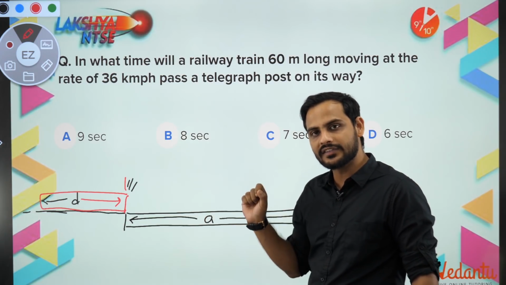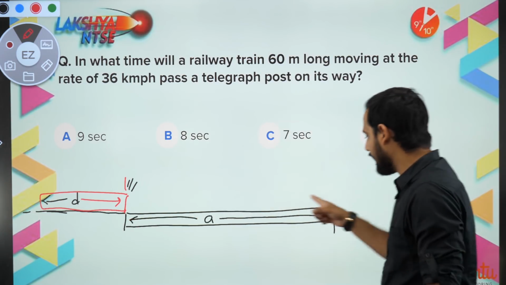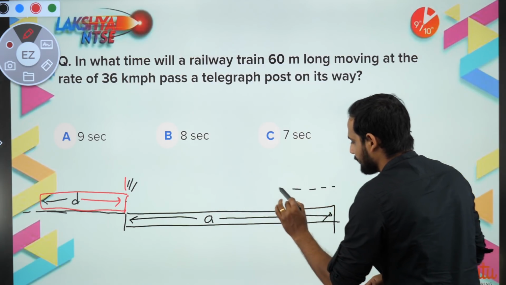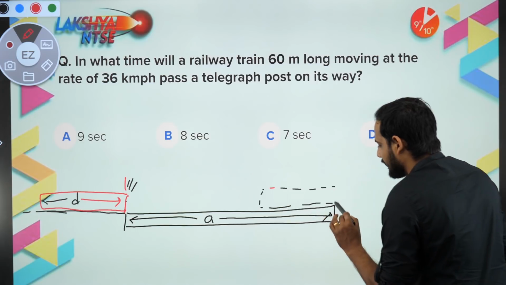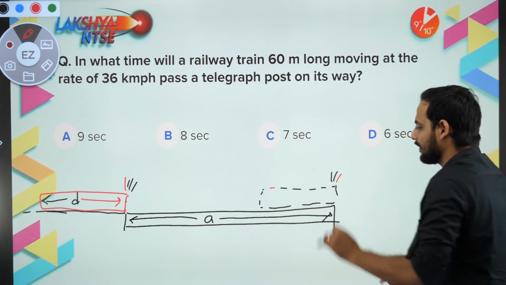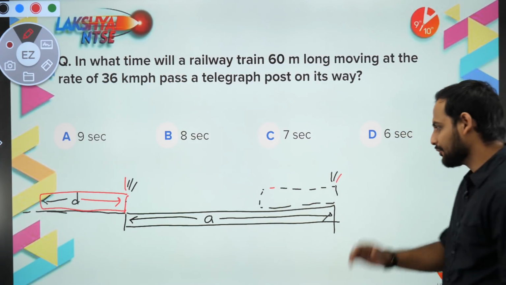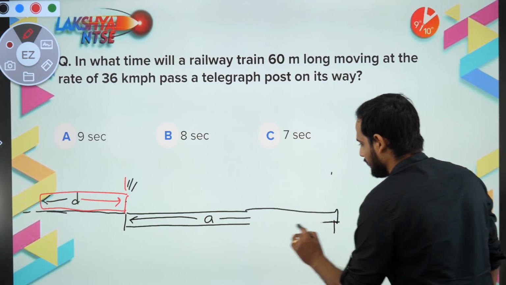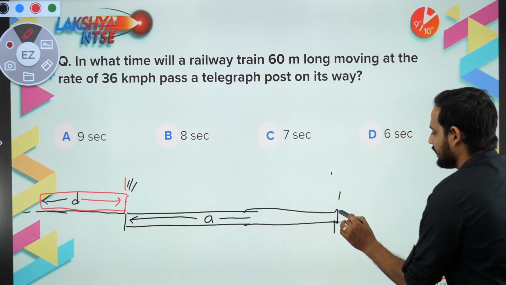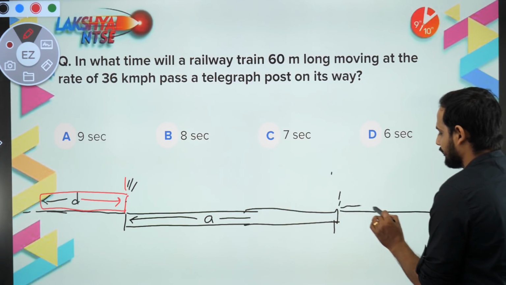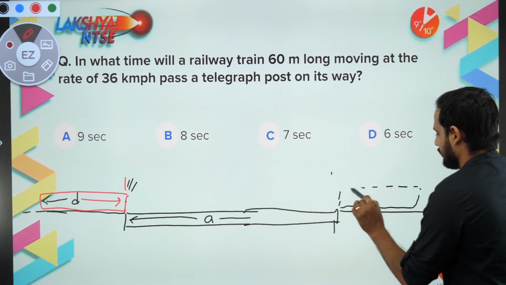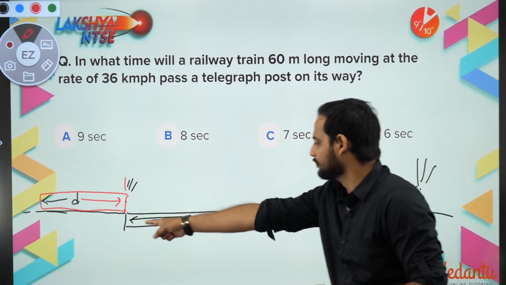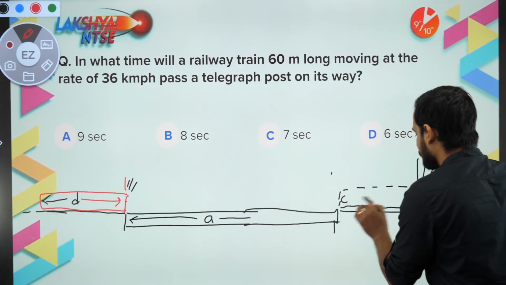If you are saying A, then after moving A, the front point will reach here. But it doesn't tell us that the train has crossed the platform. Nope. So to cross the platform, the train has to reach somewhere here. So as you can see, this point has moved A, and the length of the train is D.